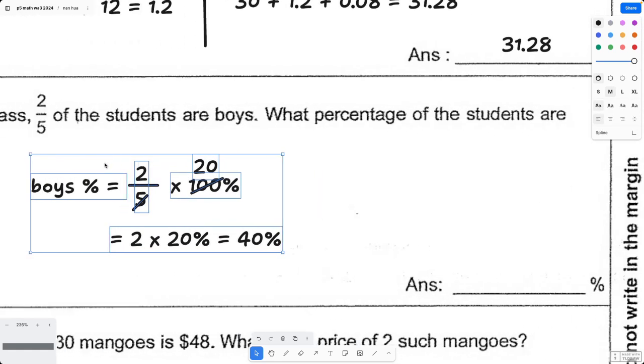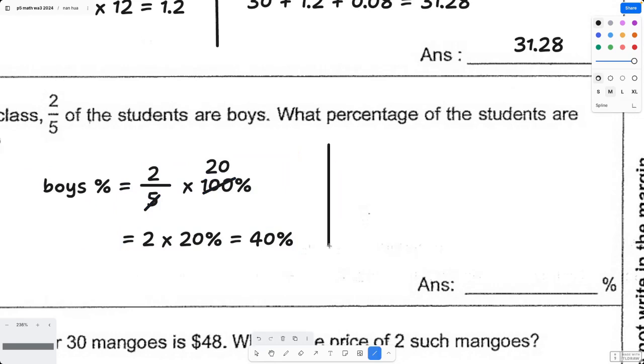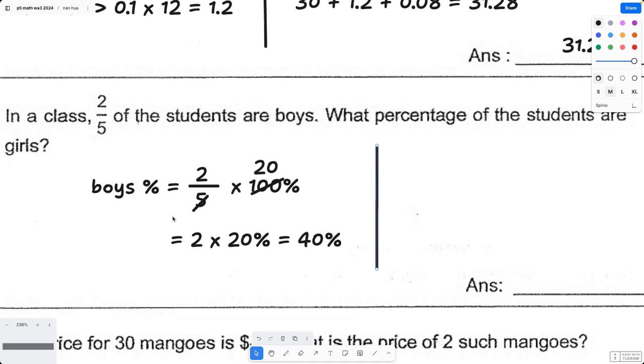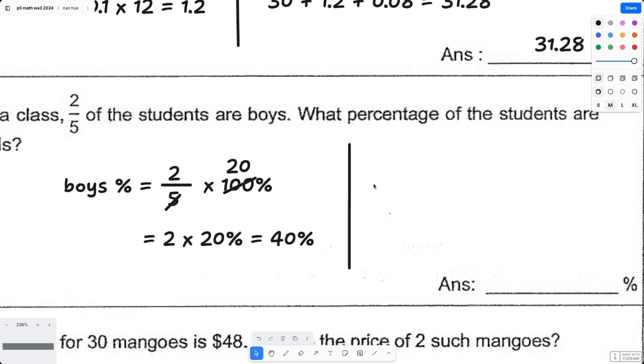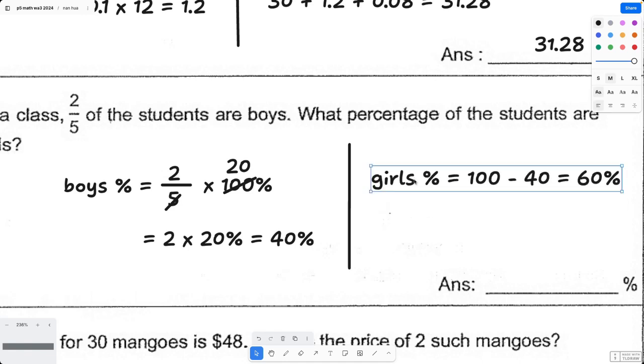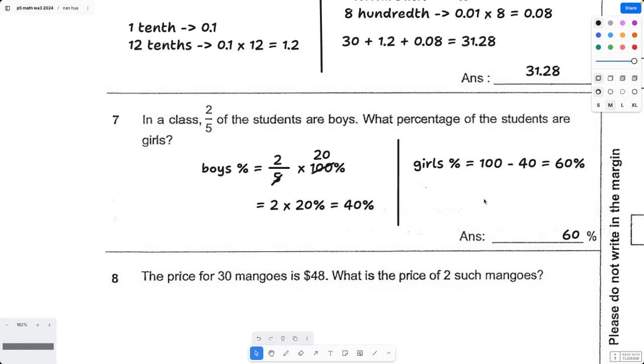Right. And from there, you can get the girls' percentage. Okay. So since 2/5 of the students are boys, that means the remaining are girls. So in this case, girls percent is equal to 100 minus 40. This will give us 60%. That's it. All right. So there you go. So this will be 60% in this case over here. All right. So let's move on to the next question.